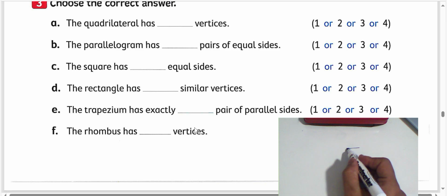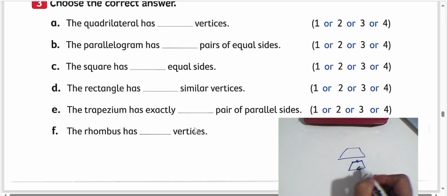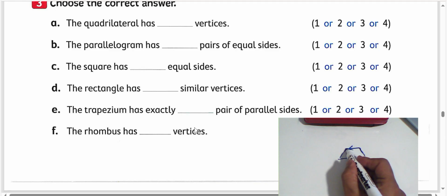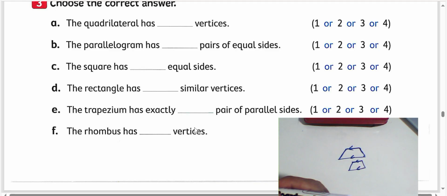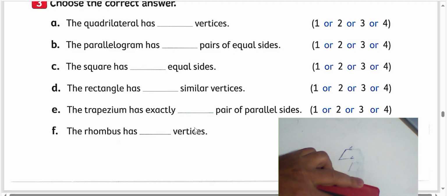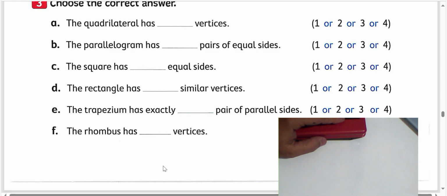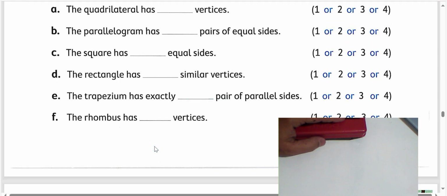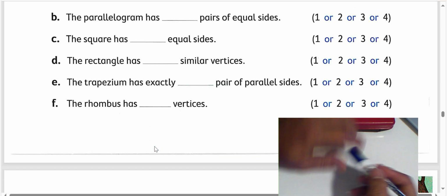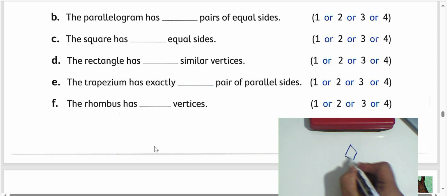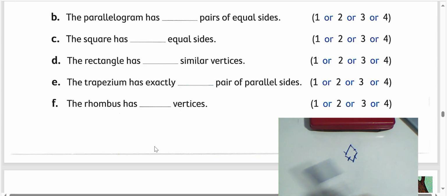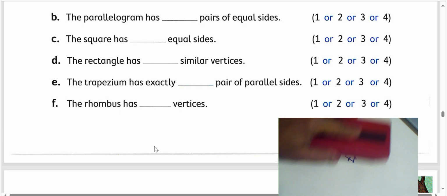We called it trapezium, like this. It's trapezium or this. This trapezium has exactly 1 pair of parallel sides. Okay. Next question, letter F. Rhombus has 4 vertices. Rhombus, like this, we called it rhombus. Rhombus has 4 vertices. We called it what? Rhombus.